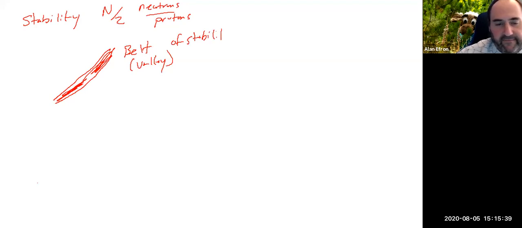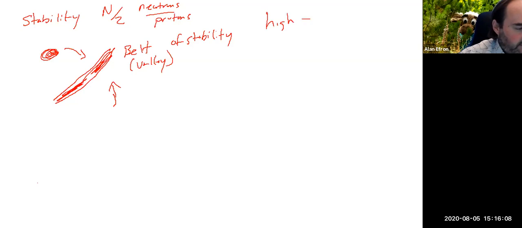You're either too high in terms of that ratio, or too low, which would be underneath it. And we sometimes need to move ourselves closer to that belt of stability in terms of that ratio. If we are too high in terms of that ratio, we will see them go through a beta decay process. If that ratio is too low, we get a couple of options in terms of what will happen. You could have a positron emission.